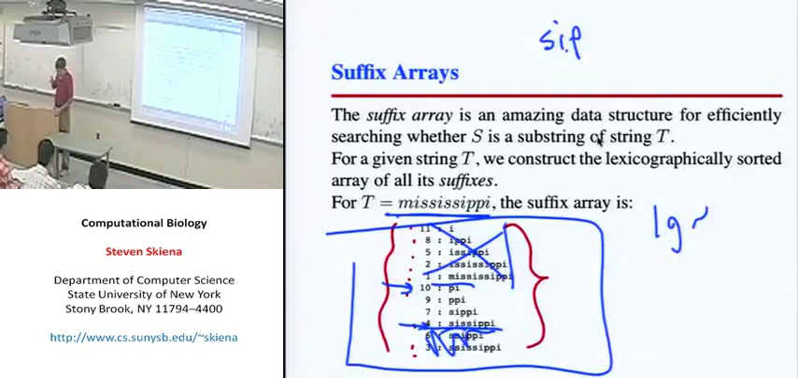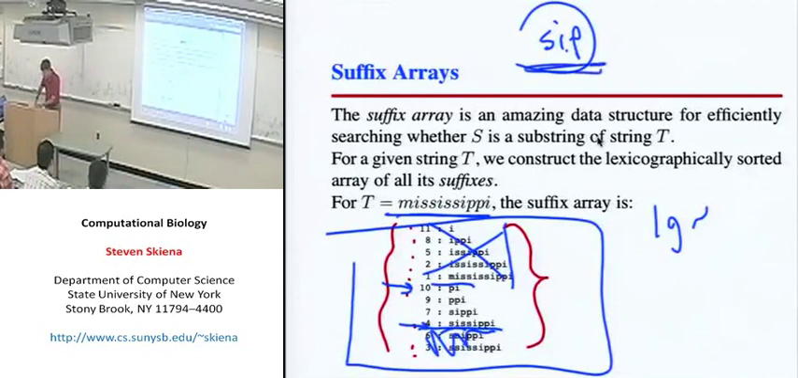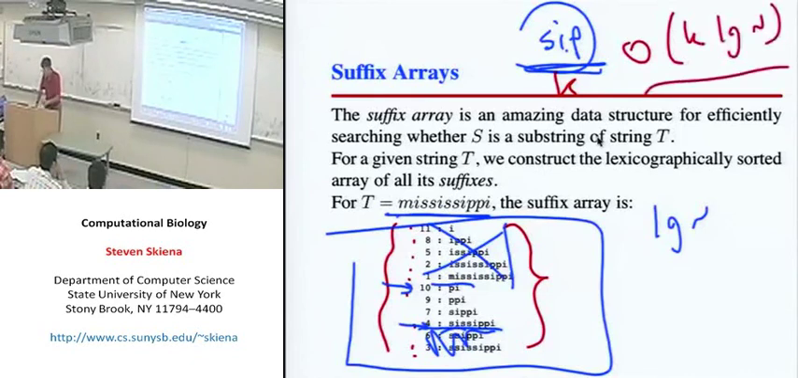So if I want to do suffix search, if I want to do substring searching, if you give me an array of suffixes, I can do binary search on them. And if I'm looking for a string of length k here, I claim that for every one of my comparisons, I only need to compare the first k letters of the suffix. I claim that in order k log n, I can find where that string is. Any questions about that? How many people see this? Okay, this is nice and simple, right? Any questions about that?